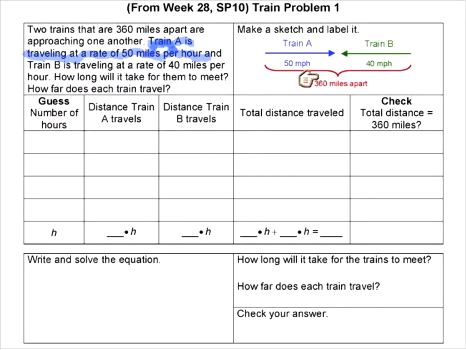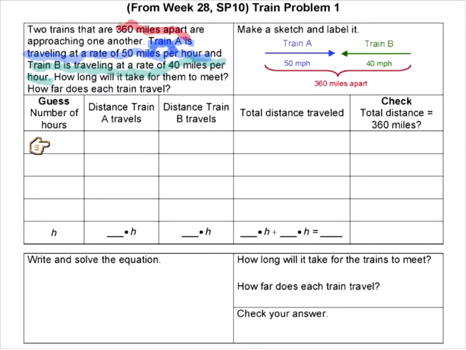And I also know from the first sentence that they are 360 miles apart. Okay, so all the information that I have is in this picture right here. And the question that I'm trying to answer is how far does each train travel, and how long it will take the trains to meet. So what we're guessing here is the number of hours.